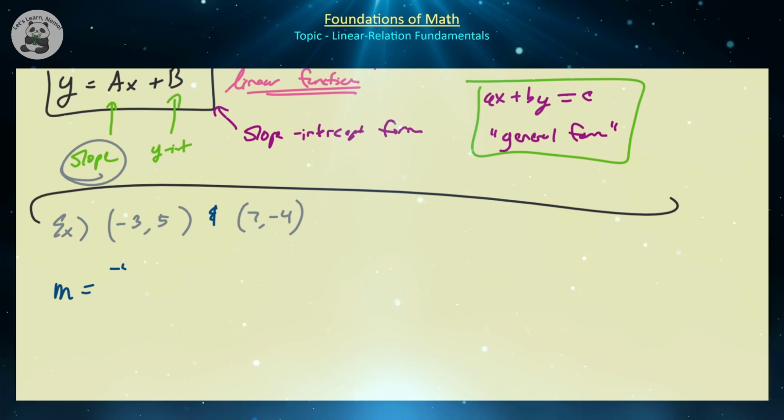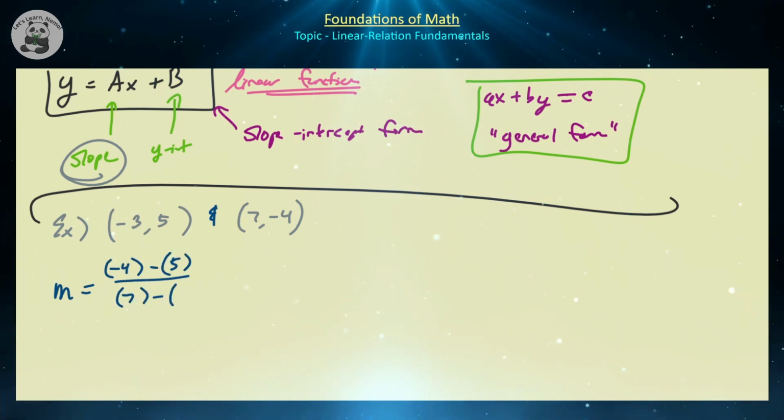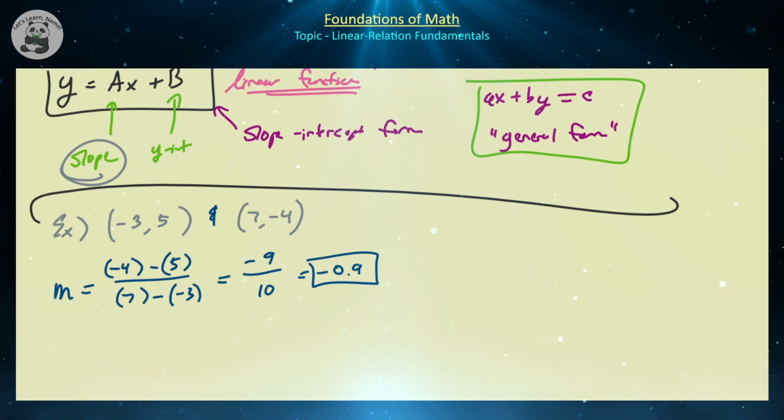So we're going to have y2 minus y1 all over x2 minus x1. That's going to be -4 minus 5, which is -9, over 7 minus -3, which is 7 plus 3, which is 10. And of course, we can write that as a decimal if we want, as -0.9.